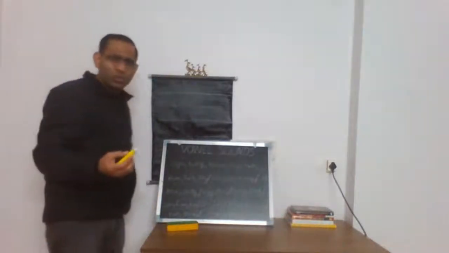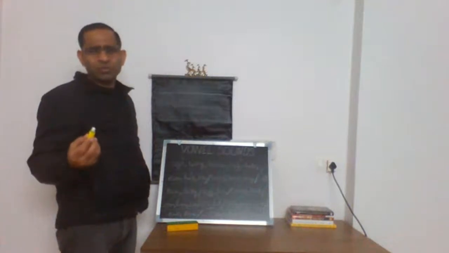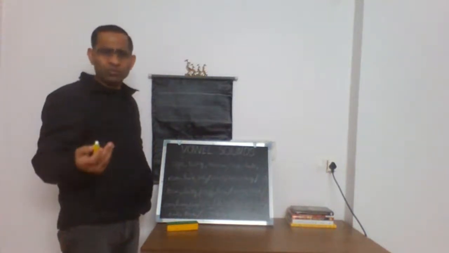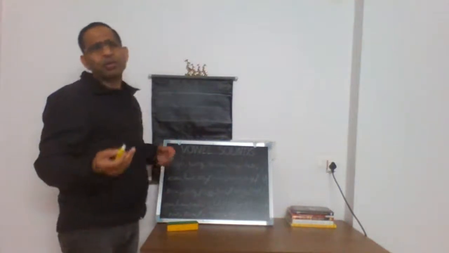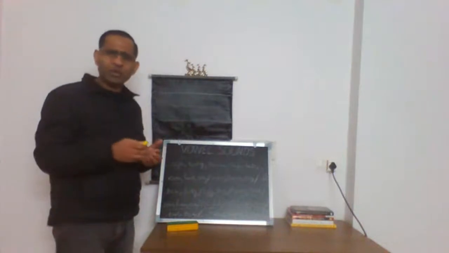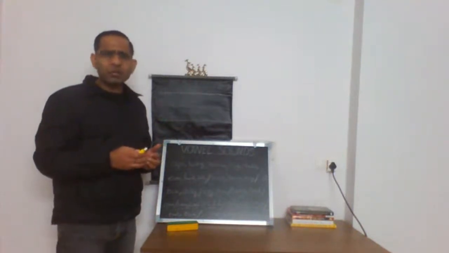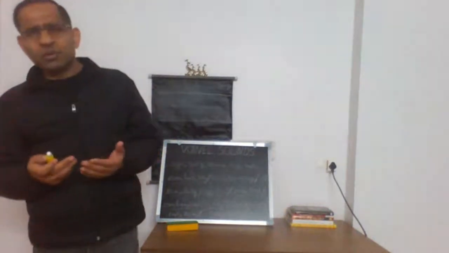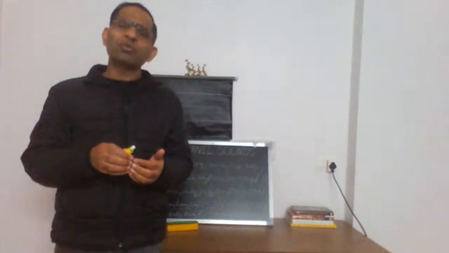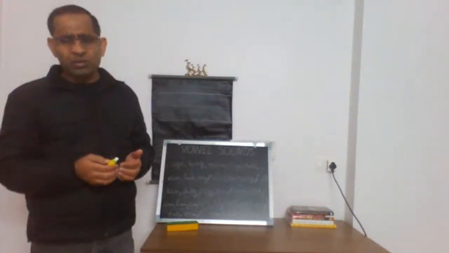As I told you, there are 20 vowel sounds. 12 vowel sounds are monophthongs, and the remaining 8 sounds, they are called diphthongs. So we shall begin with the monophthongs. And out of these 12 monophthongs, 7 are short vowels and the 5 are long vowels.